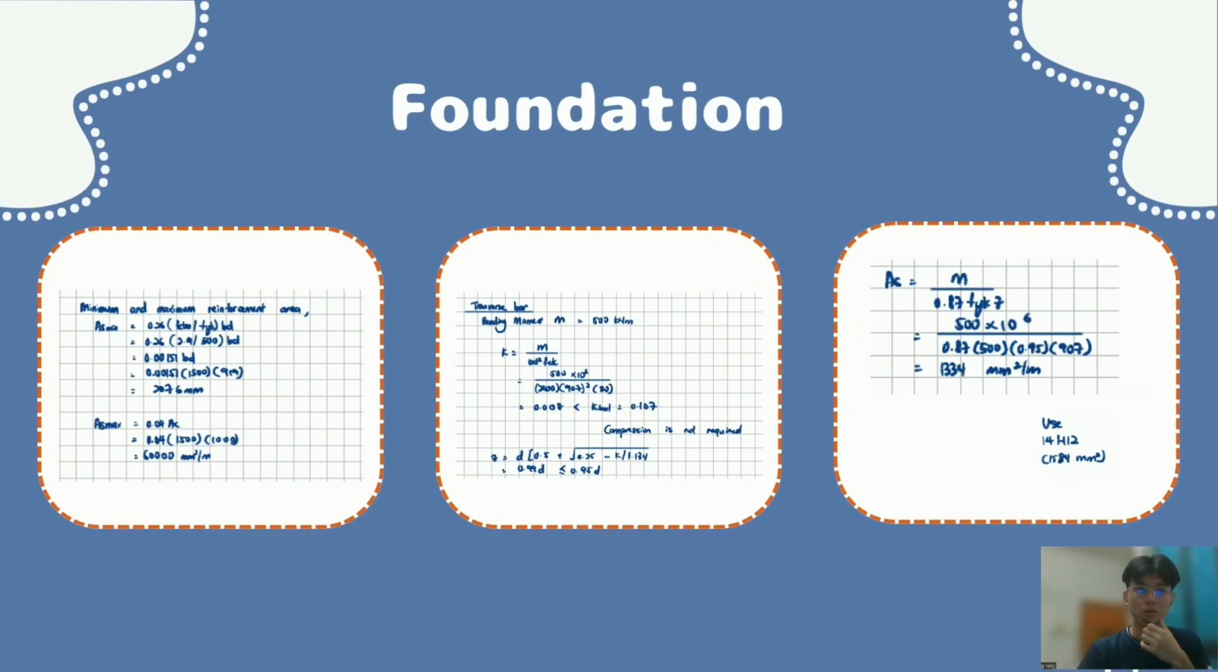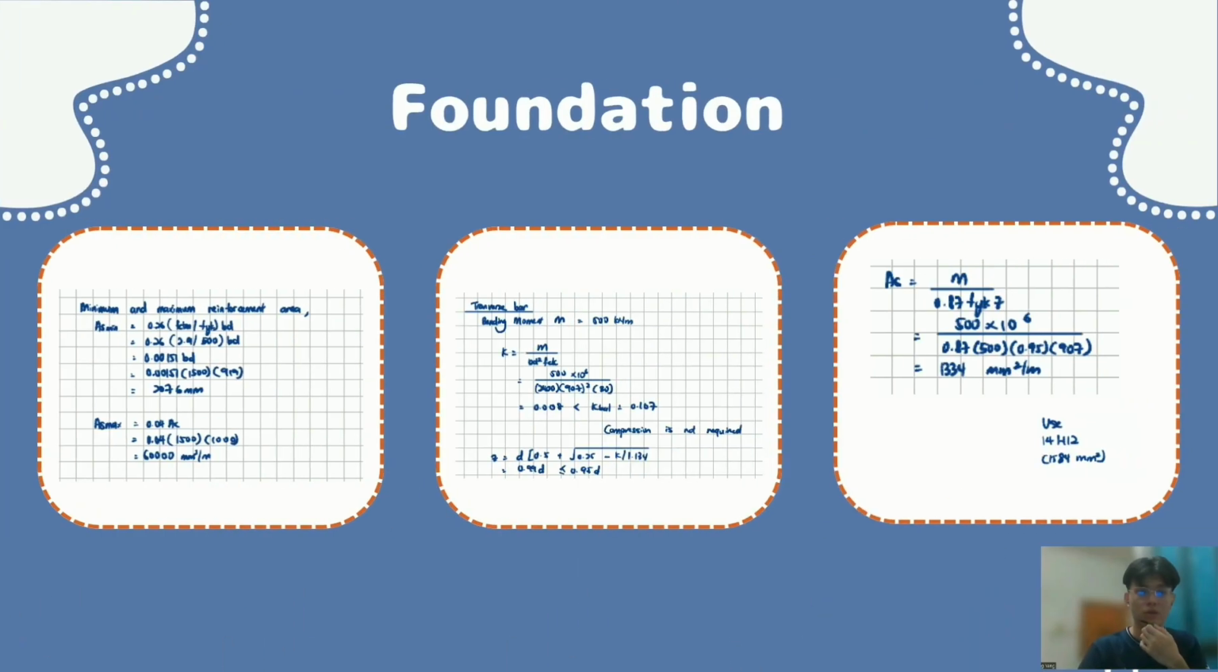After that, we calculate the minimum and maximum reinforcement area. The minimum reinforcement area will be 207.6 mm² and the maximum reinforcement area will be 60000 mm² per m. The As provided and also the As required are in between this range, so it is okay to use.